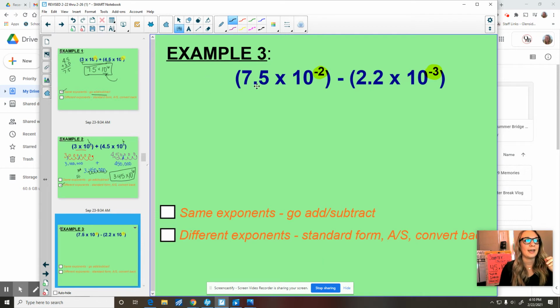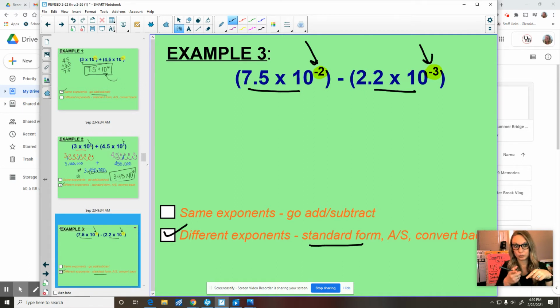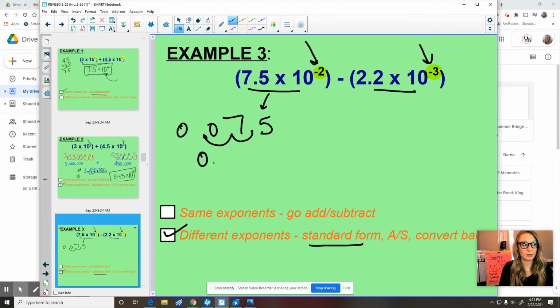Okay, take a look. I've got my first number, my second number. As soon as you see that you've got negative exponents, actually, sorry, scratch that. They're different exponents. You know that you're going to convert to standard, subtract based on this problem, and then convert back. So if I'm converting this number, I've got 7.5, and that negative 2 tells me that I'm creating a small number, a number that's less than 1. Therefore, I'm moving my decimal left once, twice. And that gives me the number 0.075, okay, or 75 thousandths.